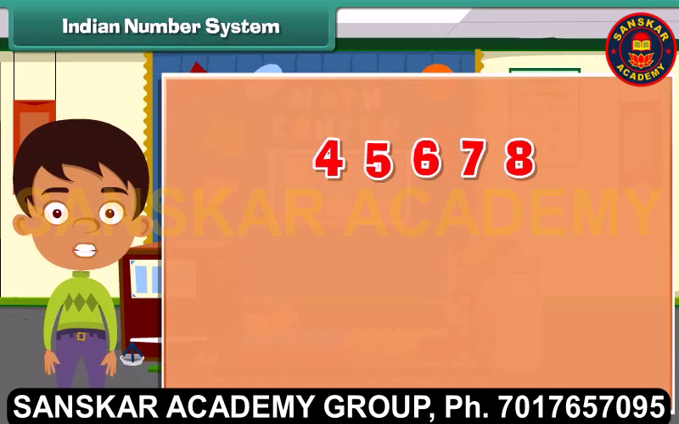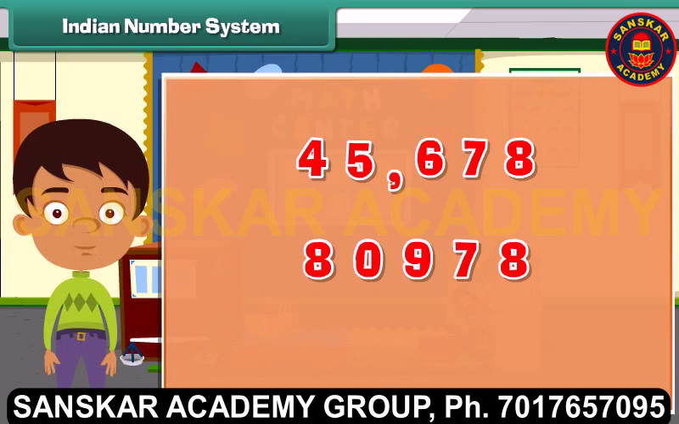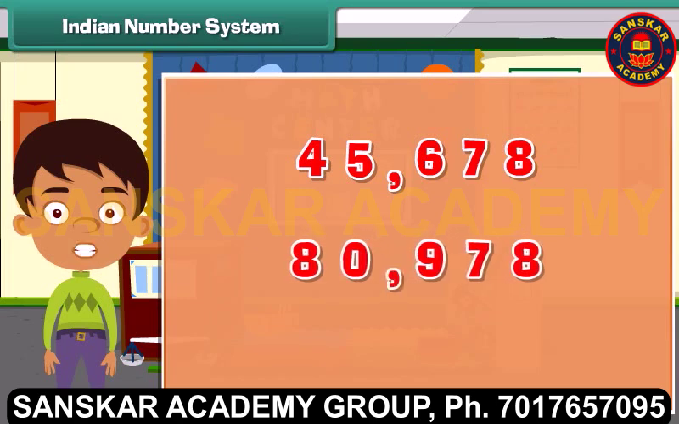The Indian number system will group it as 45,678. The number is read as 45,678. Consider another number, 80978. It will be written as 80,978 in the Indian number system and read as 80,978.